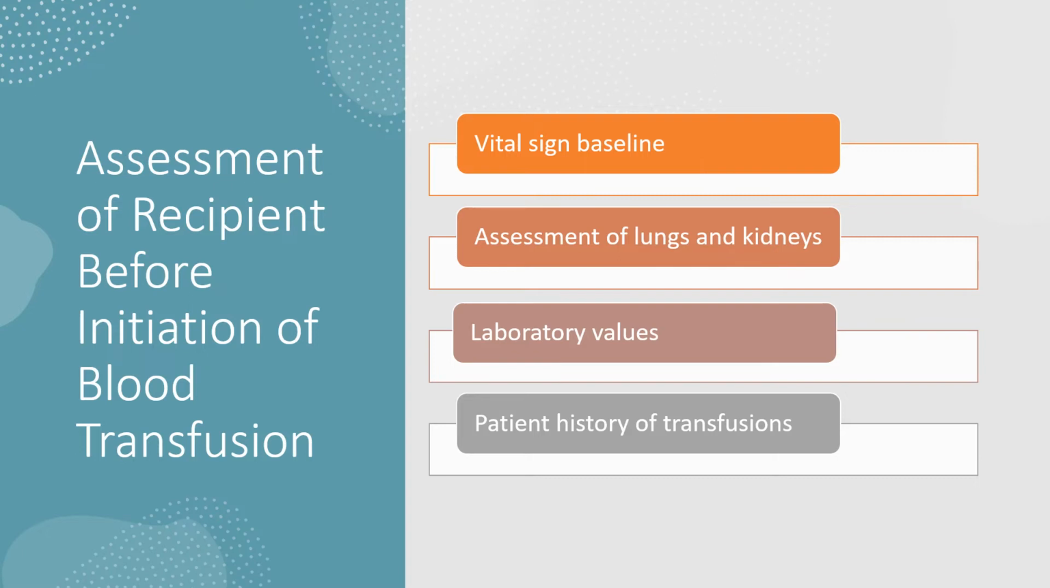Assessment prior to transfusion includes checking the vital signs to get a baseline. Assess the patient's lungs and kidneys. Are the lungs clear? Are there any crackles? Do they have adequate renal function? Check the lab values, which include GFR, that is the glomerular filtration rate, to check the kidney function, creatinine levels, and check the hemoglobin levels.